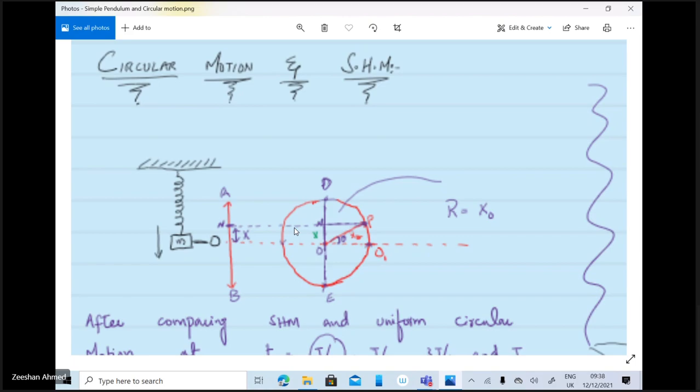O, let this be O1 when your object is about to start. This is point P where your object reaches after some time t. So this is a right angle triangle, making an angle theta to the center of the circle. Clear? Now we will be finding one by one the terms associated with this motion.